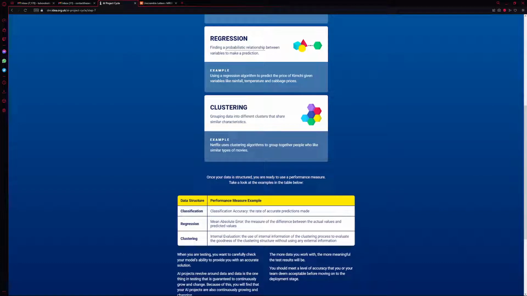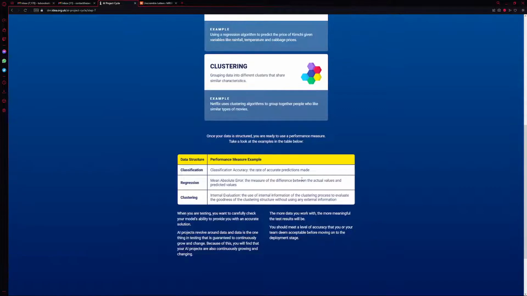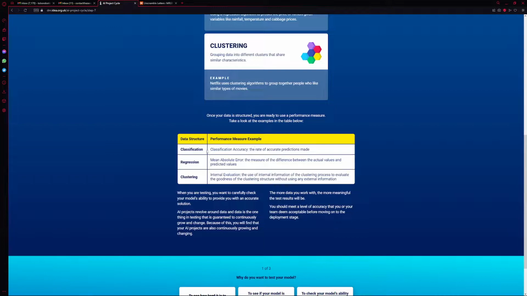Once your data is structured, you are ready to use a performance measure. Take a look at examples in the table below. Data structure, performance measure, example. Classification, accuracy, the rate of accurate predictions made. Regression, mean absolute error, the measure of the difference between actual values and the predicted values. Clustering, internal evaluation, uses the internal information of the clustering process to evaluate the goodness of the clustering structure without using any external information.